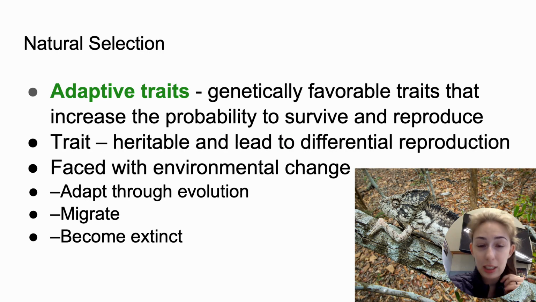Now, with natural selection, we have adaptive traits. Adaptive traits are genetically favorable traits that increase the probability to survive and have babies. Again, the trait is heritable, okay? When faced with an environmental change, species will either adapt, migrate, or die. So we're either going to adapt and change, or we're going to move to a new area, or we'll die, okay?